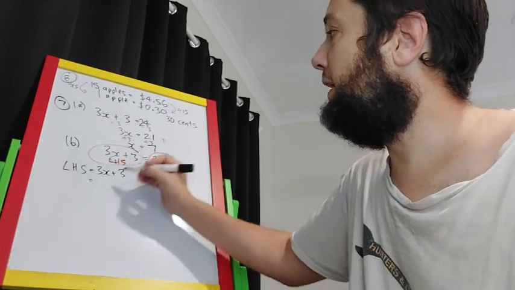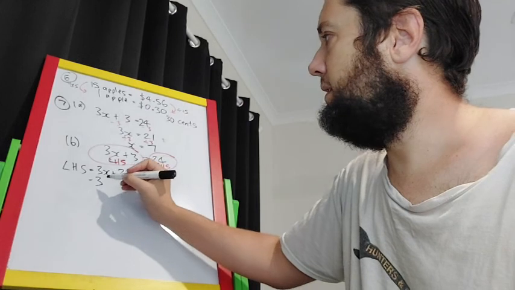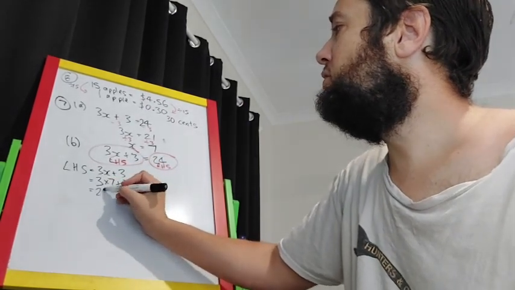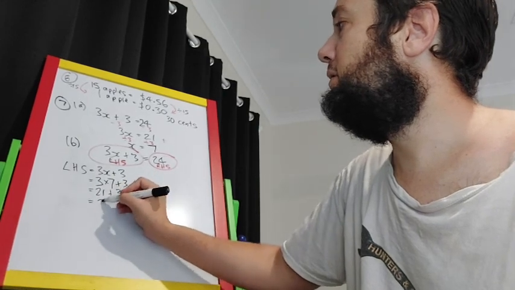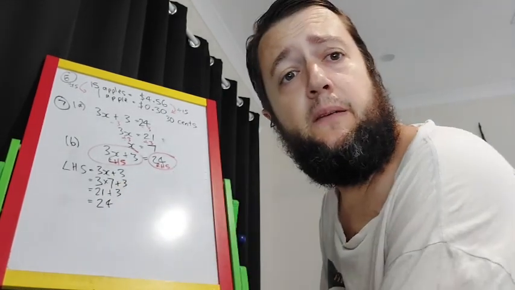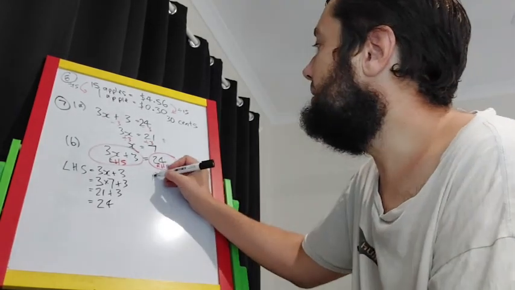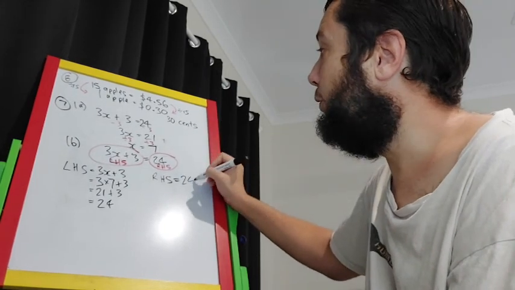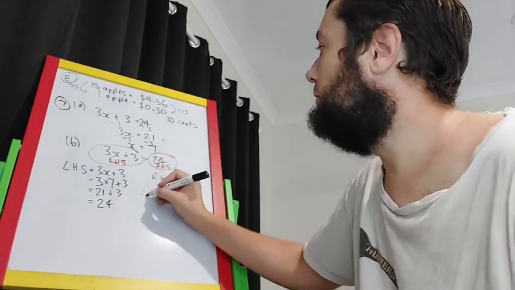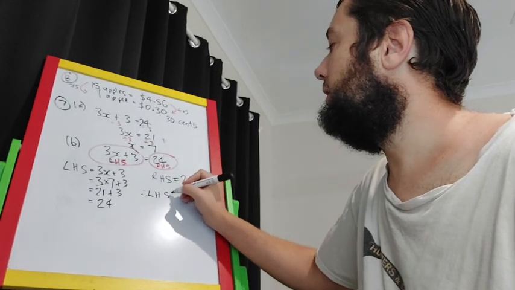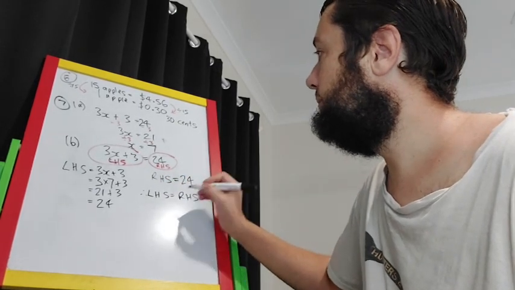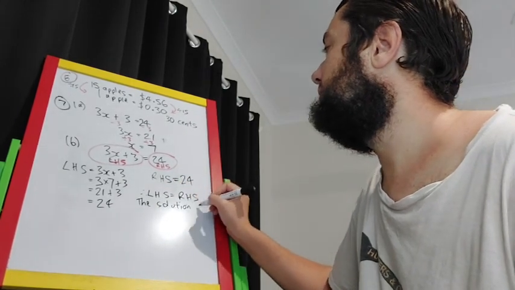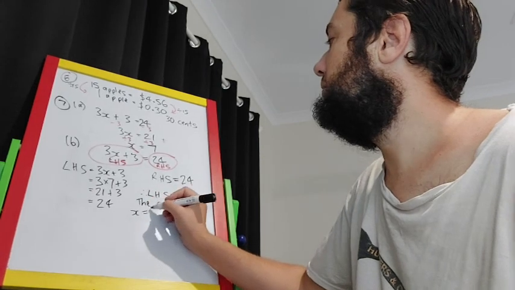So what they're expecting you to write is LHS is 3x plus 3. They wanted you to put the value in. That's what they mean by substitution. Put the value in. 3 times 7 is 21. We always do the multiplication first. And you'll end up with the left-hand side equals 24. The right-hand side, on the other hand, is already 24. So therefore, your left-hand side equals your right-hand side. The solution of x is 7 is correct.